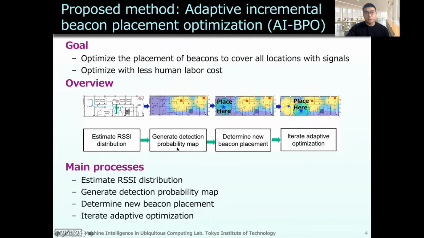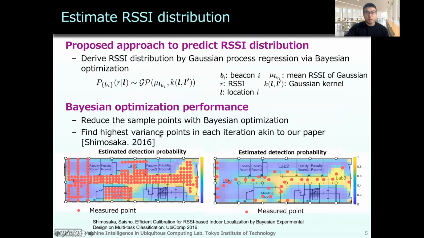In order to optimize the beacon placements to enlarge the signal coverage with less labor cost, we propose a method named AI-BPO. It consists of the process of estimating RSSI distribution, generating a detection probability map, determining a new beacon placement, and iterating adaptive optimization. We propose predicting the probability of RSSI from the beacon at each location by the Gaussian process.